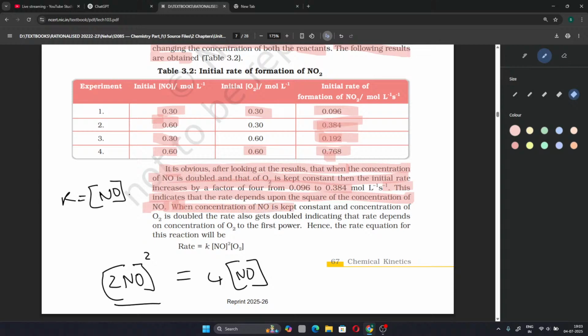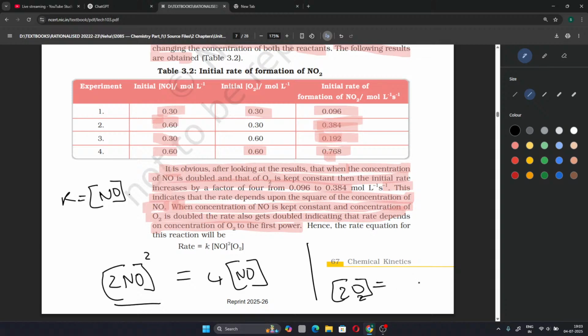When the concentration of nitrogen monoxide is kept constant and the concentration of O2 is doubled, the rate also doubles, indicating that the rate depends on the concentration of O2 to the first power. In the case of oxygen, it is the same scenario: 2 O2 equals 2 times O2 itself. There are no squares or powers here. The rate doubled, so the power is 1 here. For NO the power is 2, but for oxygen the power is only 1. We can indicate this based on the experiment.